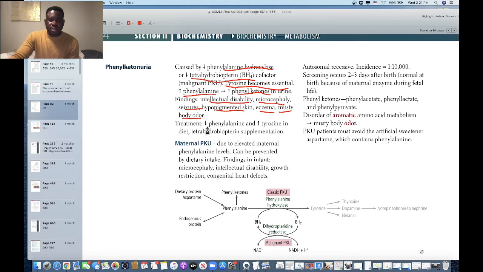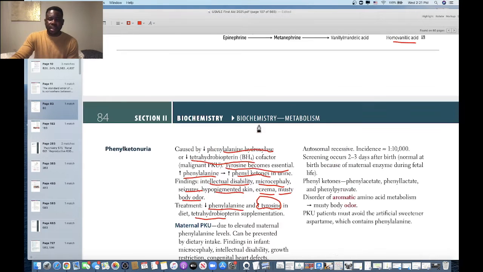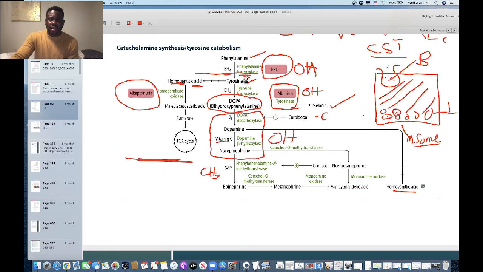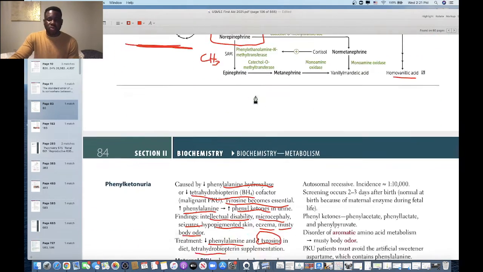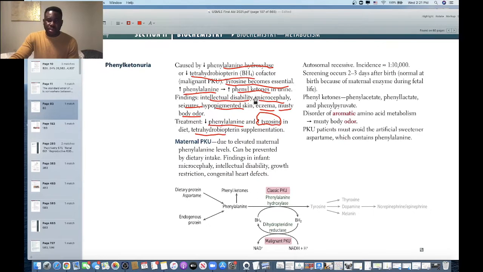Now treatment is, since it's excess phenylalanine that is causing all these symptoms, we have to decrease phenylalanine in their diet, but we have to give them tyrosine rather. So increase the tyrosine but decrease phenylalanine. We also give them tetrahydrobiopterin supplements. Even if they are deficient in this enzyme, it doesn't mean they lack it totally. So if we give more BH4, the little phenylalanine hydroxylase that we have will be able to work, and that can make the symptoms milder.